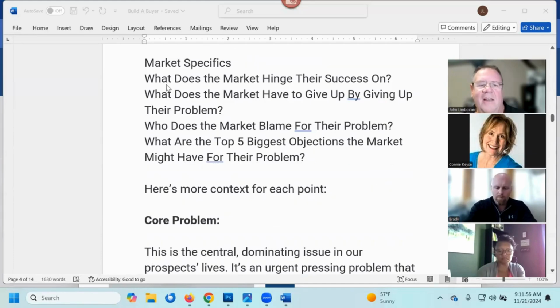Market specifics. What does the market hinge their success on? Like, what do you have to do to be successful? What does the market have to give up by giving up their problem? What does the market blame for their problem? Or who does the market blame for their problem? What are the top 5 biggest objections in the market that they might have for their problem?